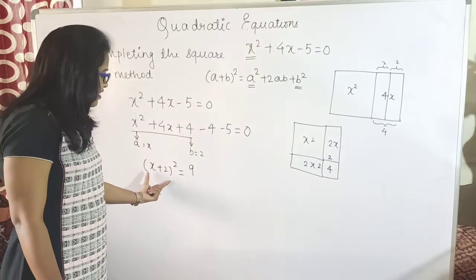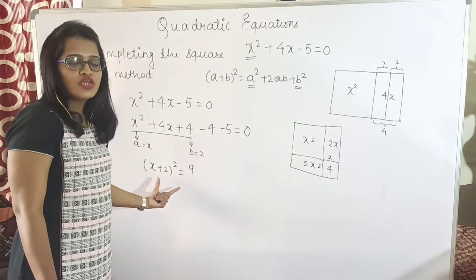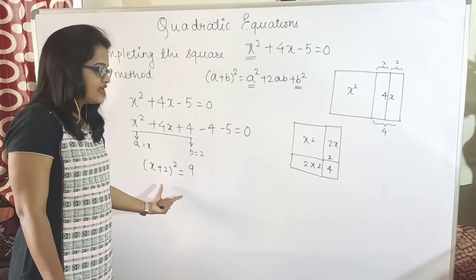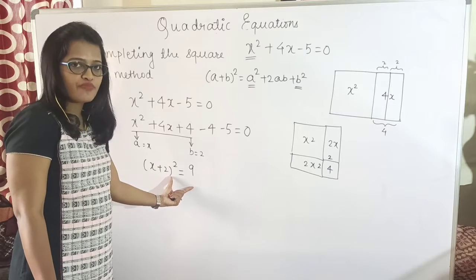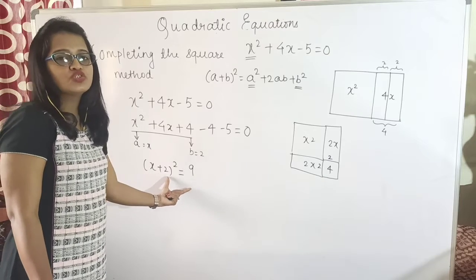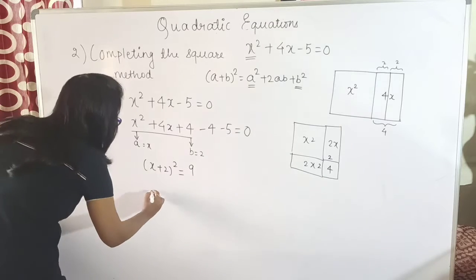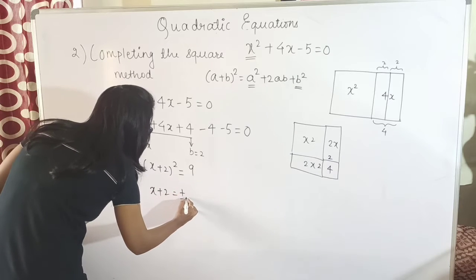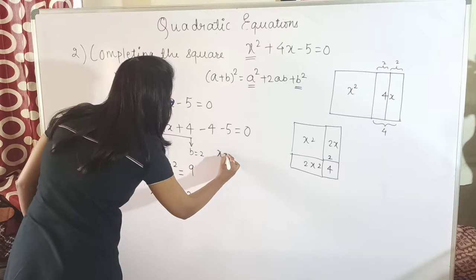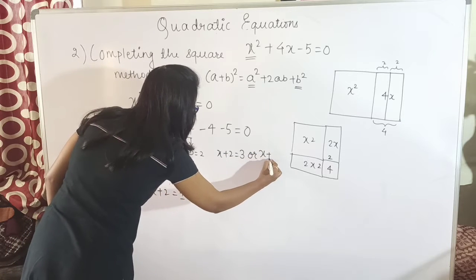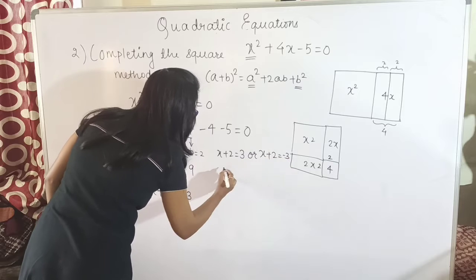As you can see, I have got an equation in which there is a square present on both sides, and if I have it in this form, it is easy for me to simplify. How? By taking the square root on both sides. So it will be x plus 2, and the square root of 9 is plus or minus 3, which gives me x plus 2 is equal to plus 3 or x plus 2 equal to minus 3.